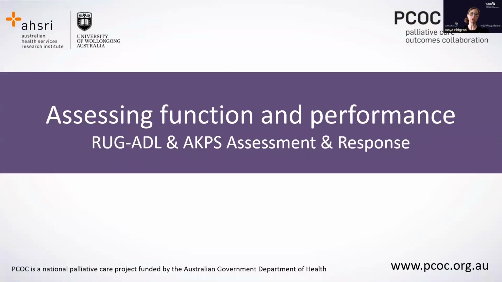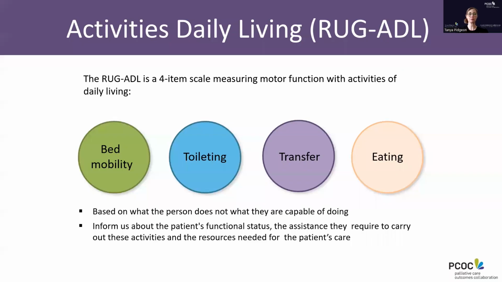The functional assessment tools. The resource utilisation group, activities of daily living, and the modified Australian Karnofsky are the two tools in the PCOC assessment suite that assess the patient's functional dependency and their overall performance. The patient's RUG ADL score, if we start with the RUG, is an indication of the functional status and, in most cases, the amount of care and support required. It measures function across 4 different domains.